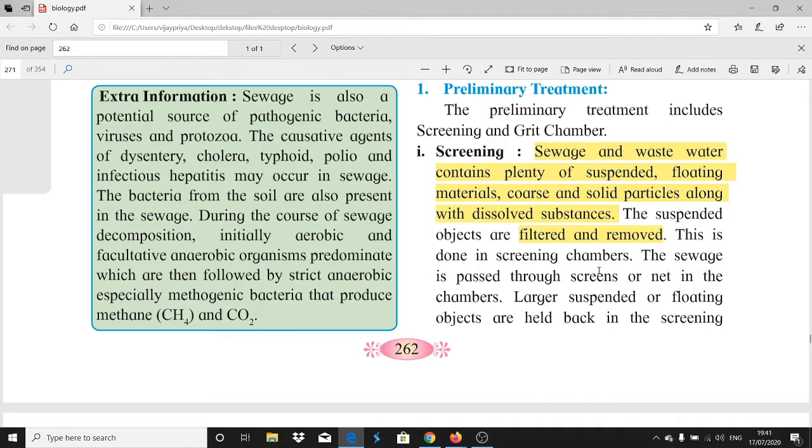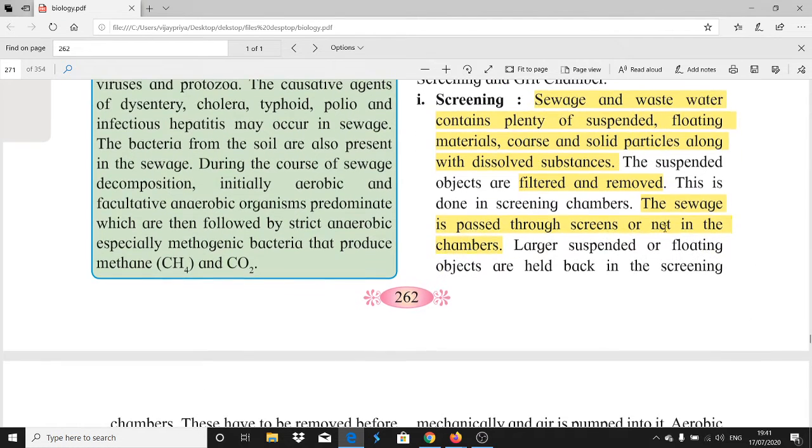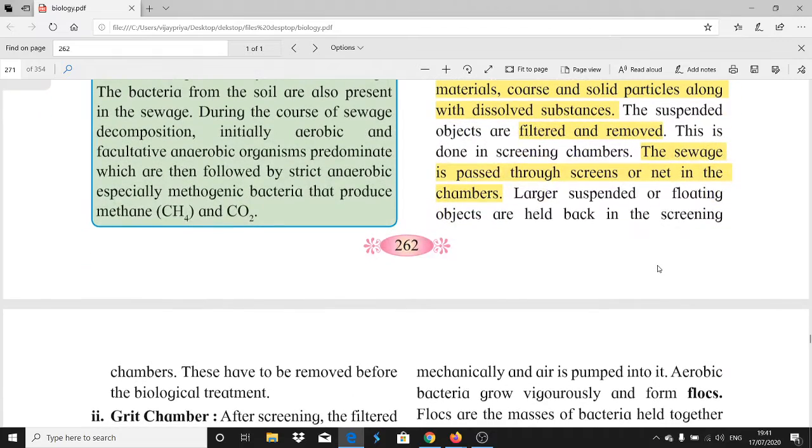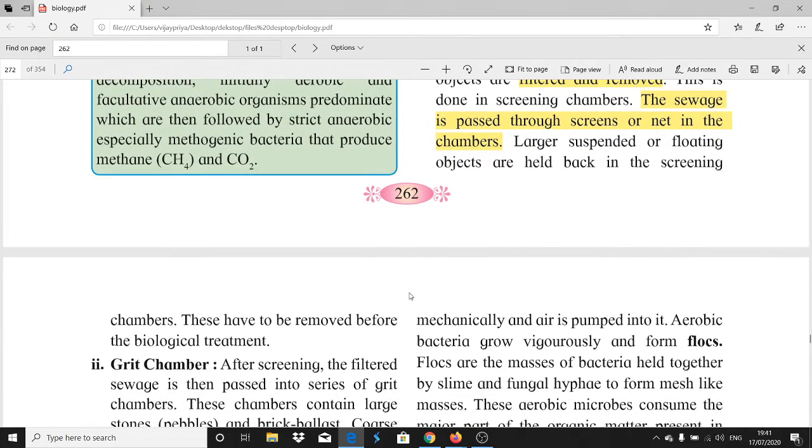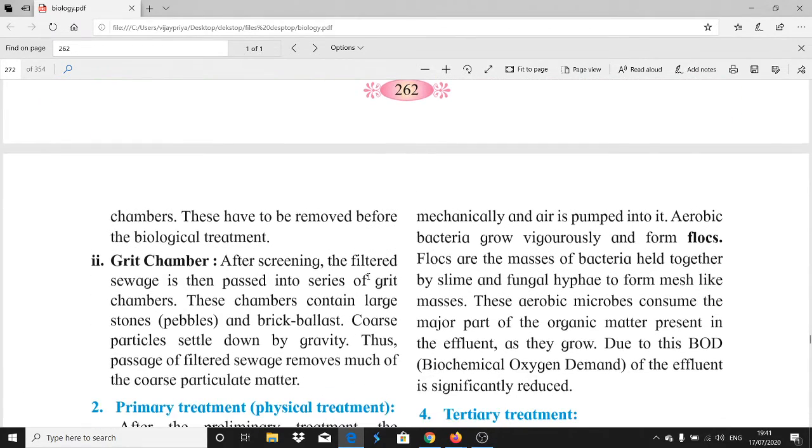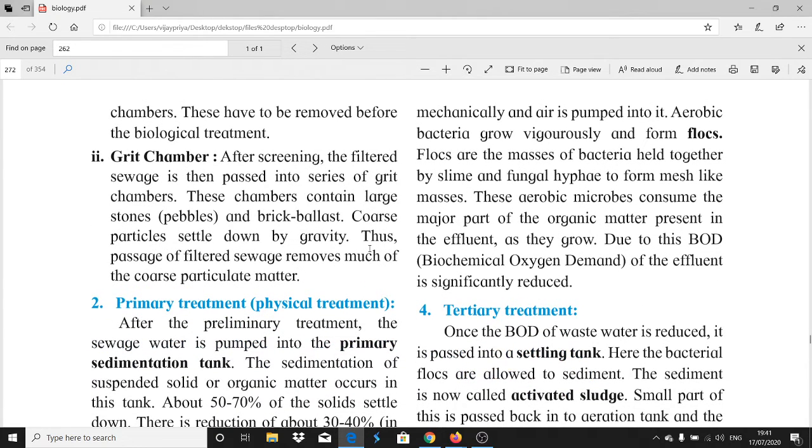This is done in the screening chamber. The sewage is passed through the screens or nets in the chambers. So the sewage is first passed through these chambers, which are known as screens or net chambers. Larger suspended or floating objects are held back in the screening chambers. These have to be removed before the biological treatment.